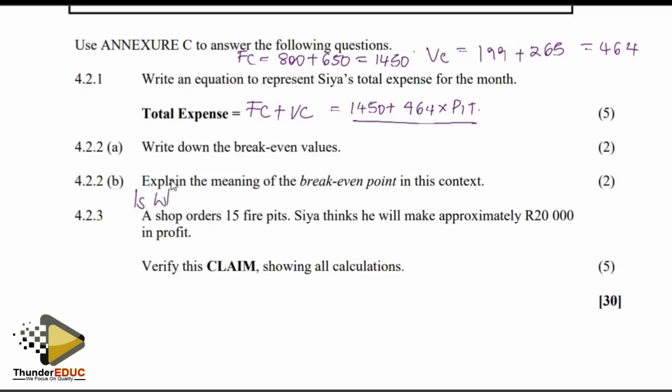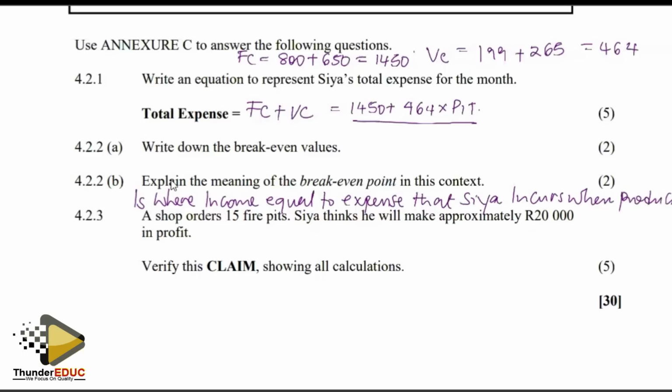It's where income equals the expense that Sia incurs when producing what? Producing the pits.